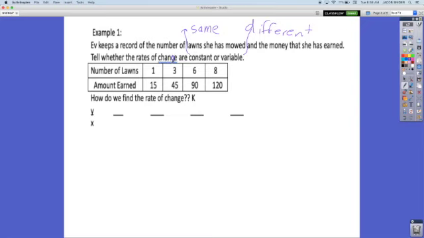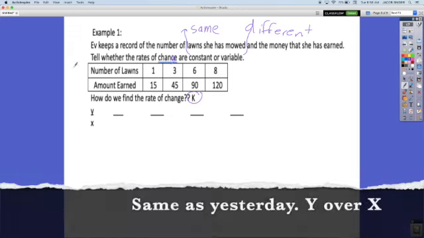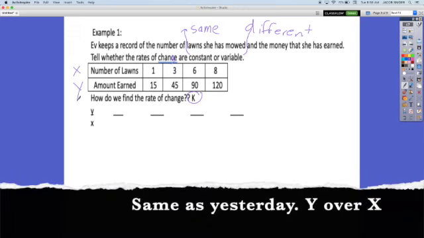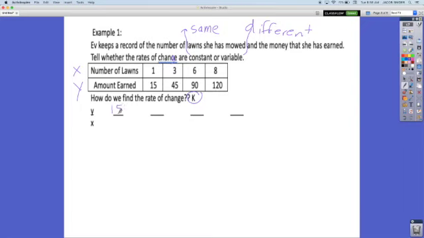So how can I figure it out? Well, just like yesterday, let's find the rate of change, which is basically the same as K. So I'm going to put my ratios down here for the first time. And we talked about yesterday, this was going to be X, and this is going to be Y. Right? So our Y value for the first one is 15 over 1. Y value for the second term is 45 over 3, 90 over 6, 120 over 8.